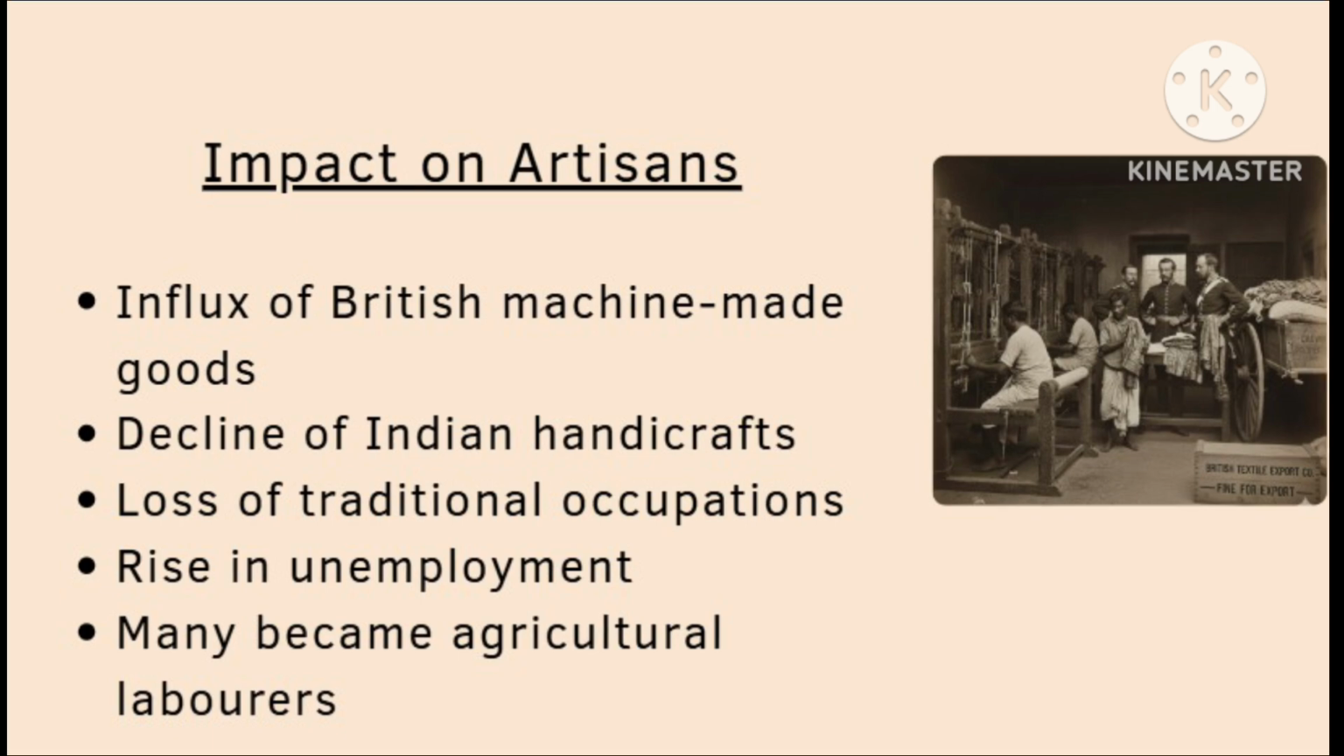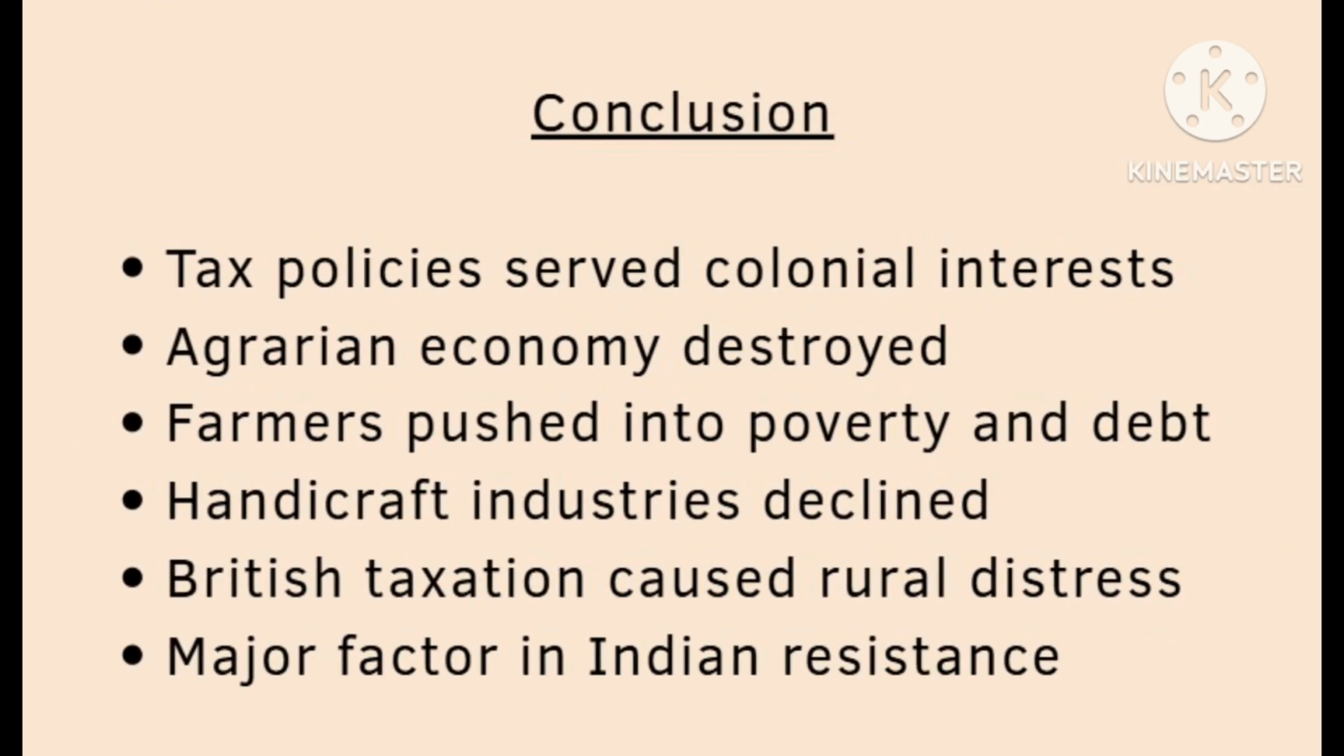Finally, let us summarize the lesson. In conclusion, British taxation policies were designed mainly to serve colonial interests. These policies destroyed the agrarian economy and pushed farmers into poverty and debt. Moreover, traditional handicrafts industries declined rapidly. Therefore, British taxation caused widespread rural distress. Thus, these exploitative policies became a major factor behind Indian resistance to British rule.